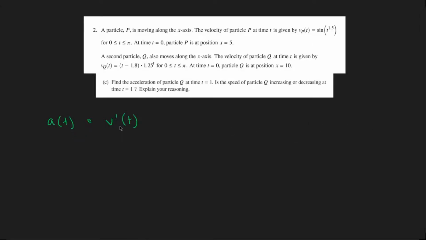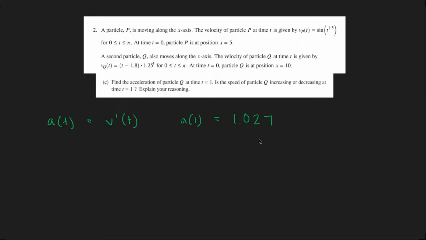So from here, let's actually find what the acceleration at time t equals 1 is. So a of 1, if we plug that into a calculator, we will get 1.027. And it's important to note that this is going to be positive. So here is the answer to our first part. And for the second part, is the speed of particle q increasing or decreasing? So since we're dealing with speed, we need to tell whether the signs of the velocity and the acceleration are the same or are opposite.